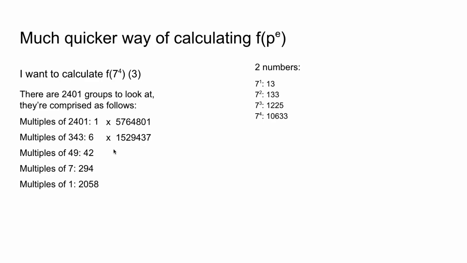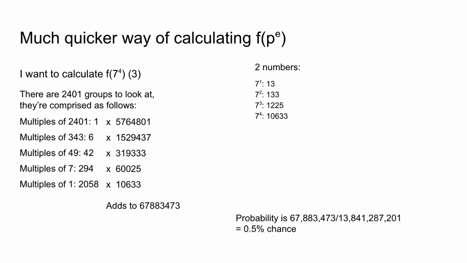So we multiply 13 by 117,649 to get these numbers. These are calculated just to save time here, but you should be able to figure it out. I multiply these numbers and add them up, and I get a sum of 67,883,473.